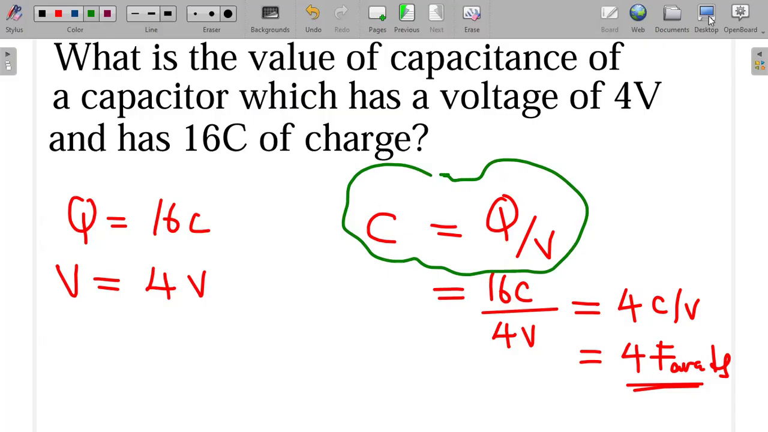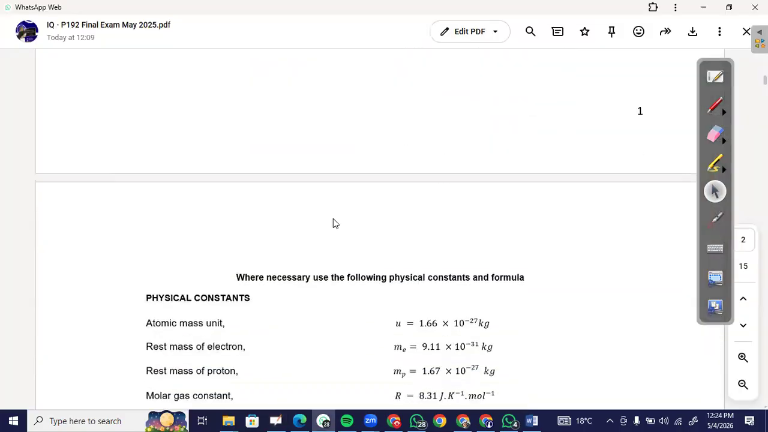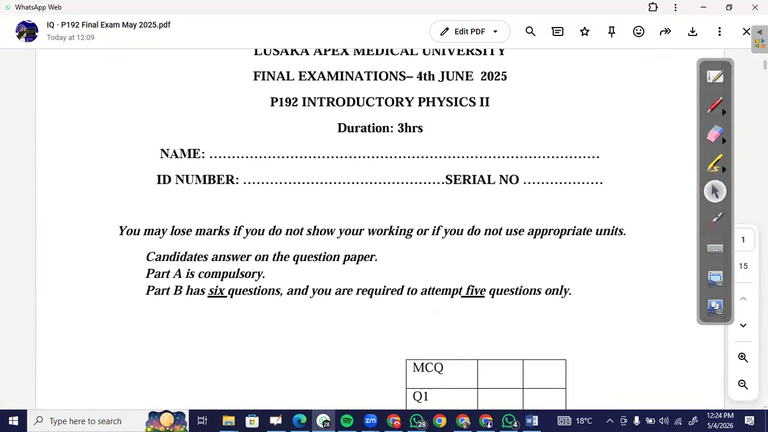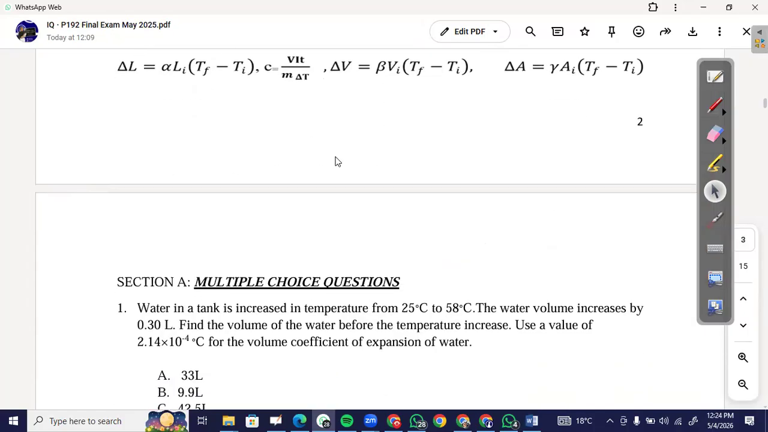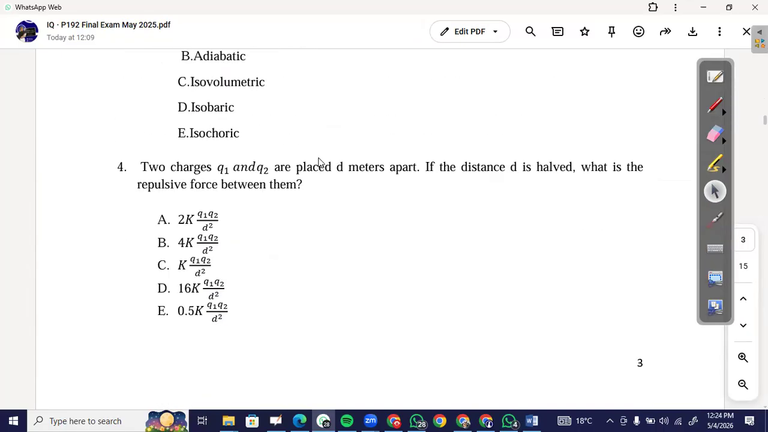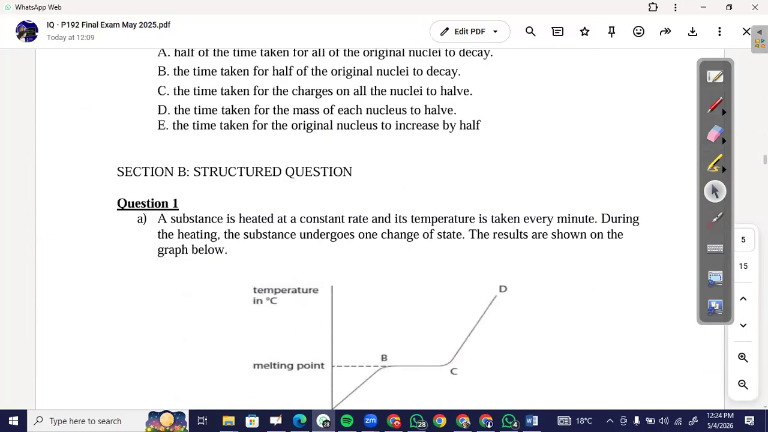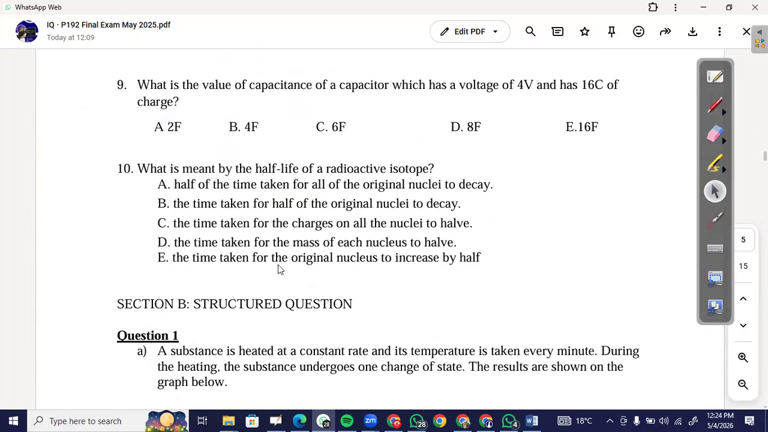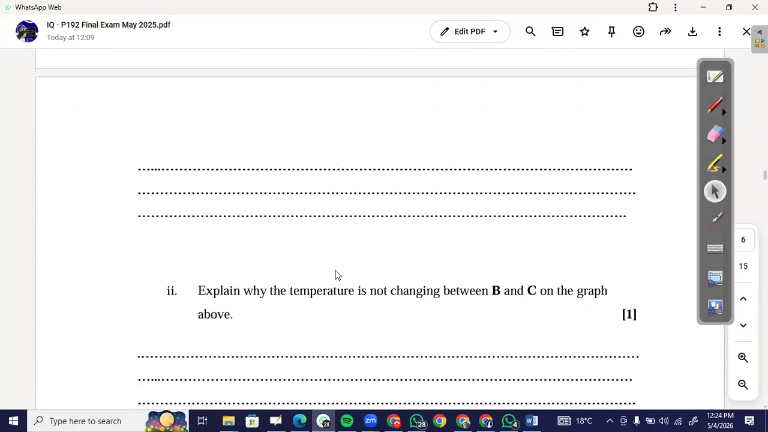So now this is just one of the questions that we've solved from the past papers that we have. From our past papers, you can see here that this was the exam for 2025 intake. You can see we have section A where we have multiple choice questions. All these questions here, we are going to provide video solutions for them. So 10 multiple choice questions, and then we go to the structured questions in section B.